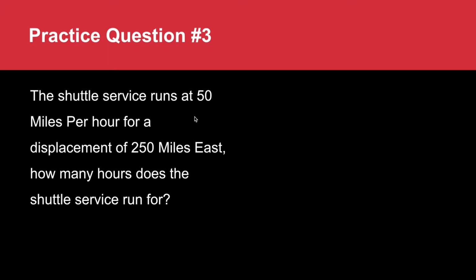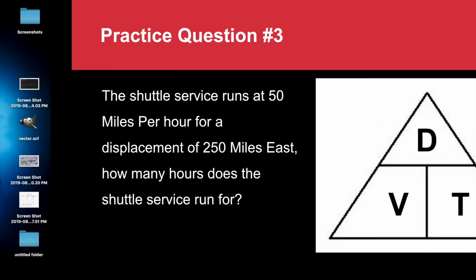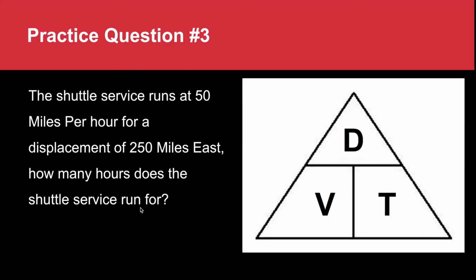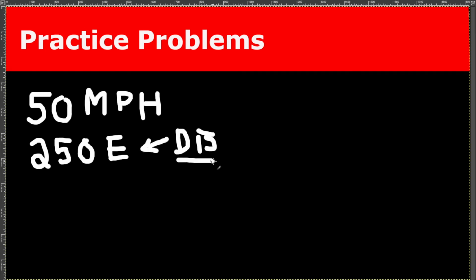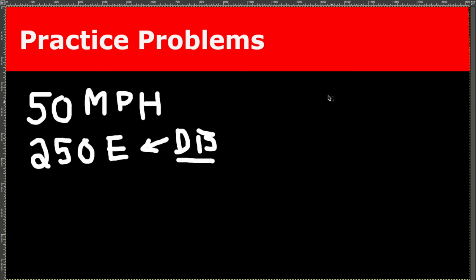All right, let's proceed to practice question number 3. The shuttle service runs at 50 miles per hour for a displacement of 250 miles east. How many hours does the shuttle service run for? So here's our triangle. Let's do this problem visually. This thing runs at 50 miles per hour for a total of 250 miles east. So this is our displacement. What we're looking for is how many hours the shuttle service runs for. We'll draw our triangle to figure that out.